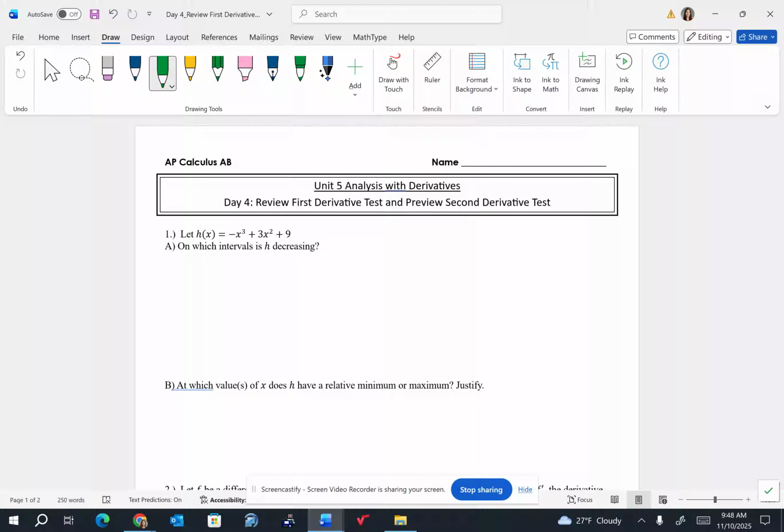Hi everybody, here's what we would have been working on today if they hadn't canceled our class. We would have just been doing a review of the first derivative test, which helps us figure out if functions are increasing or decreasing and if they have any relative maxes and mins. So let's look at example number 1.